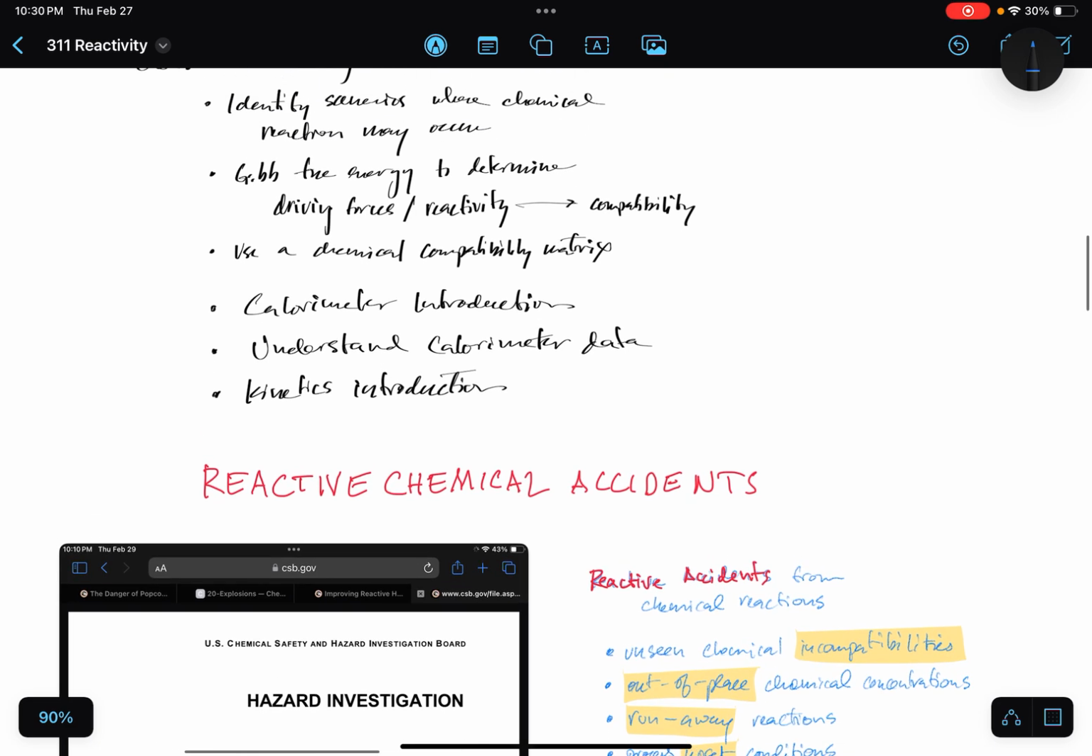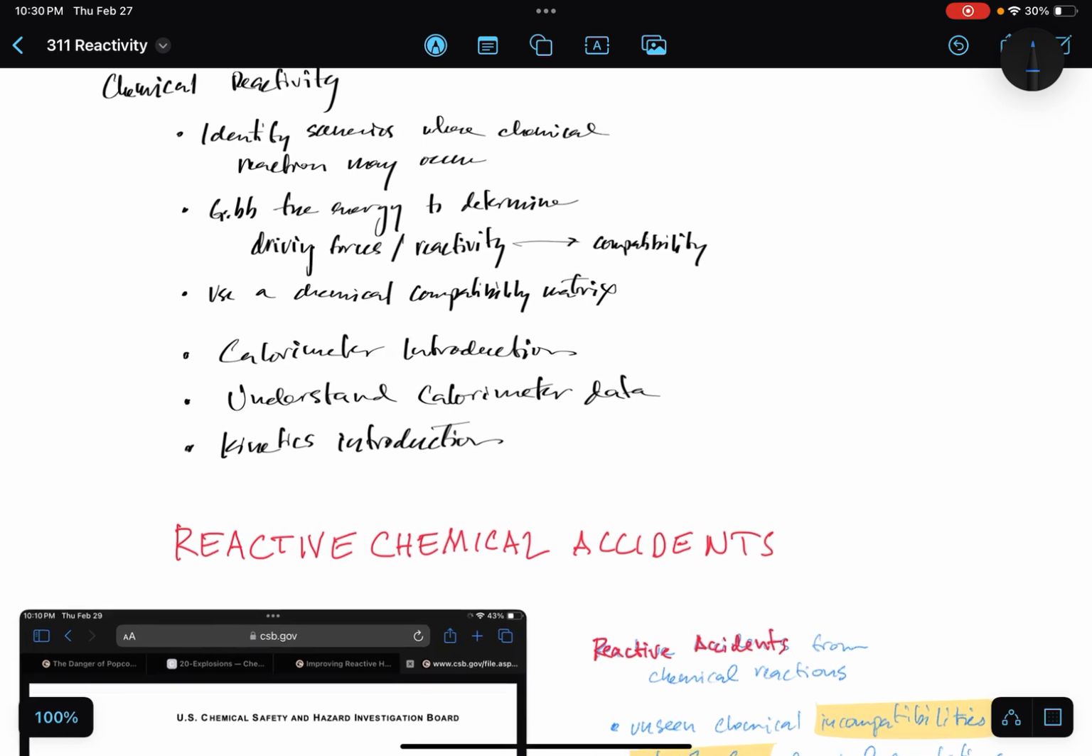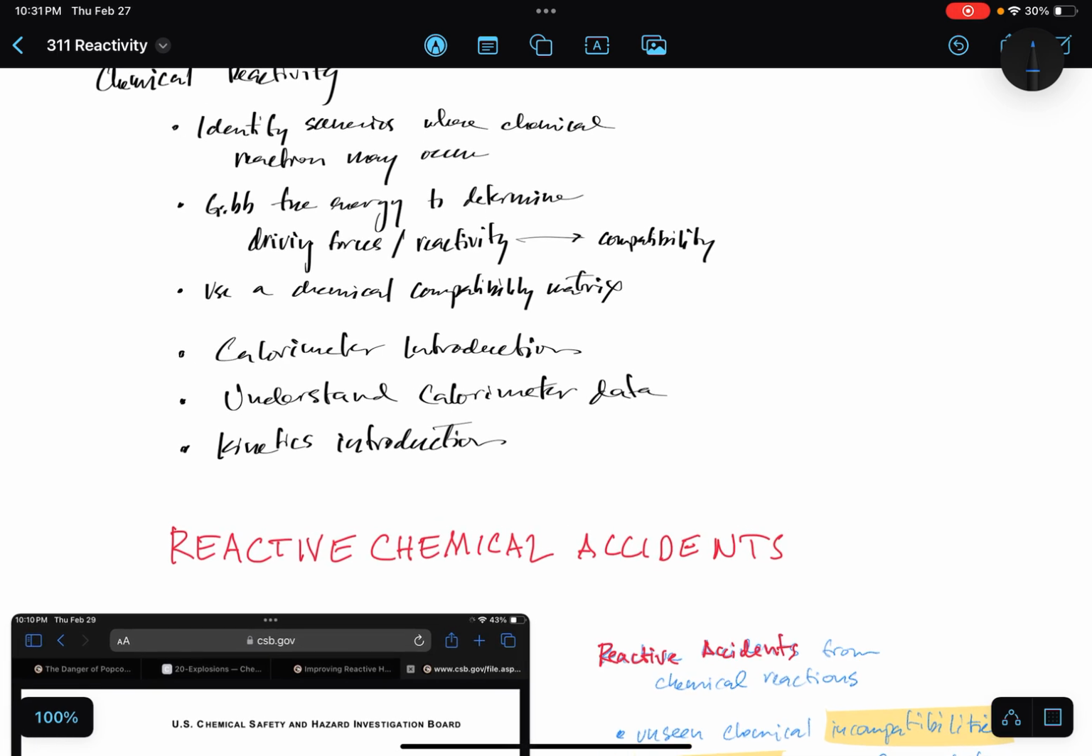Here we'll also talk about Gibbs Free Energy for a minute as far as identifying spontaneous reactions. Highlight the chemical compatibility matrix. This is binary interactions between chemical A and chemical B. Also talk about calorimetry for a second. That's basically a well insulated container where you put chemicals in, you can heat it up and see how much energy is released. And then we'll talk a little bit about kinetics.